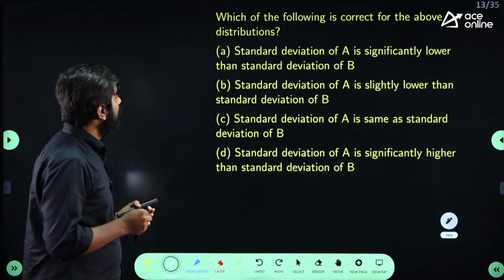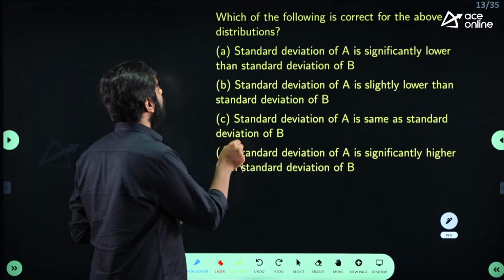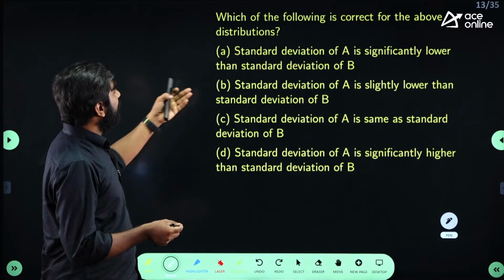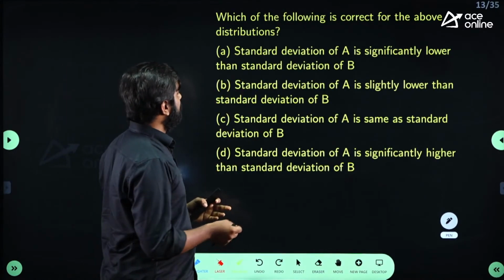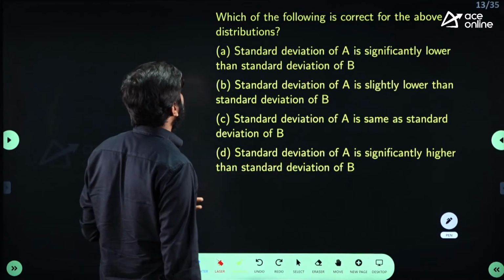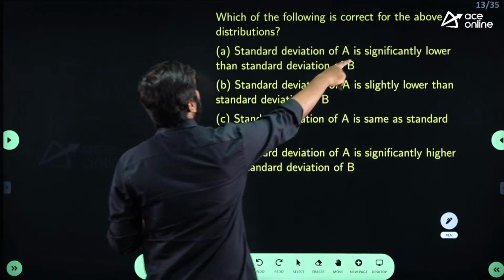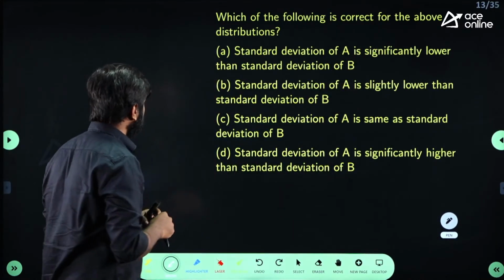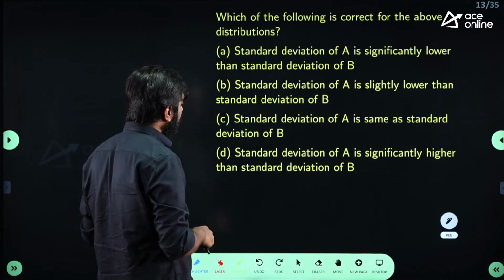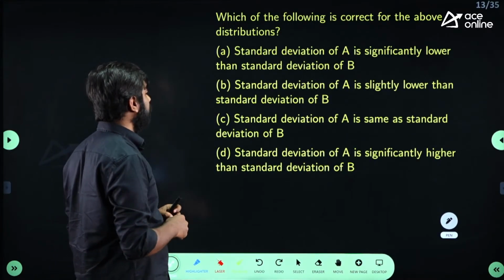Various options are given. Option A: standard deviation of A is significantly lower than standard deviation of B, right? So sigma A is less than sigma B, it's significantly lower. Option B: standard deviation of A is slightly lower than the standard deviation of B. He says slightly, and here he says significantly. Option C: standard deviation of A is the same as the standard deviation of B. And option D: standard deviation of A is significantly higher than the standard deviation of B.